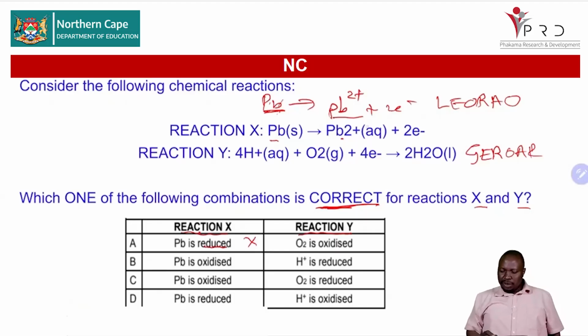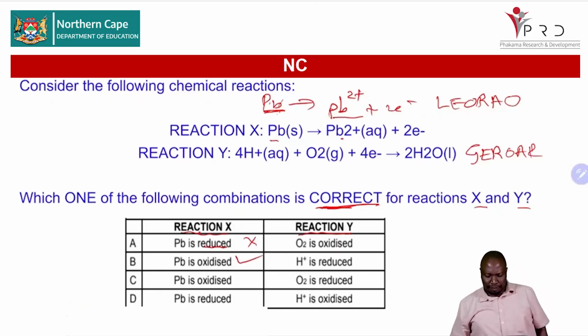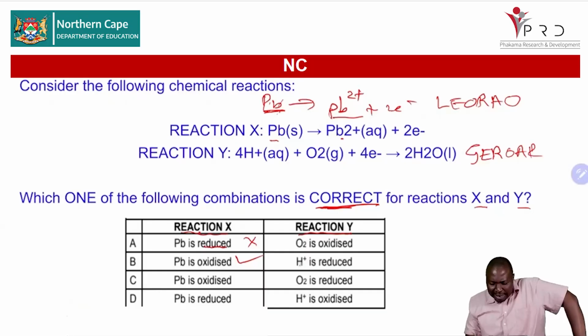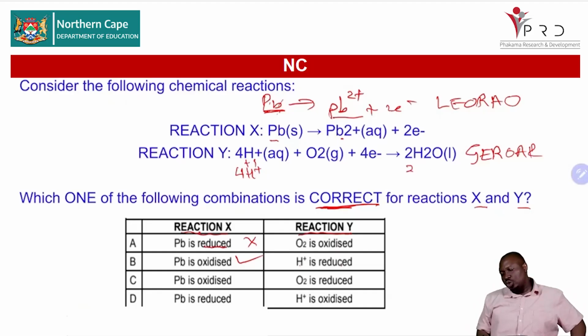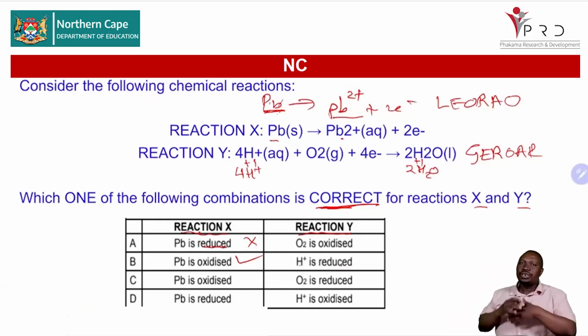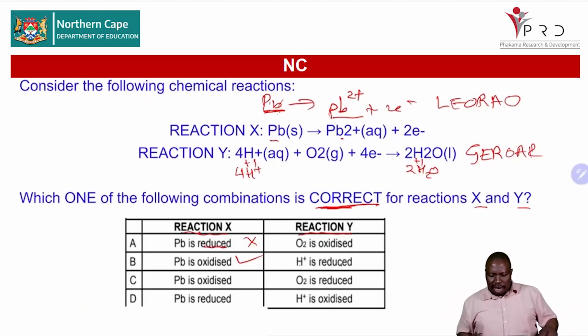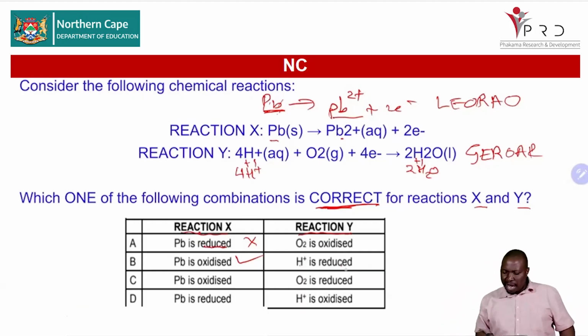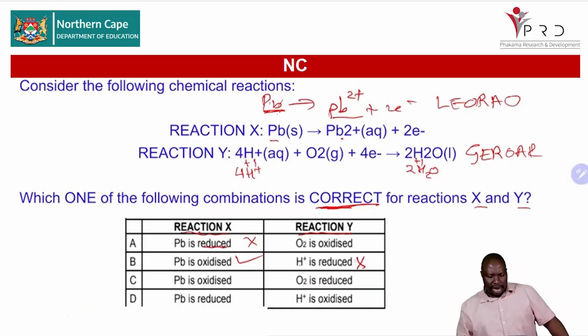Number B, Pb is oxidized. Correct. Pb is oxidized. And they are saying H+ is reduced. Interesting. Let's check. The oxidation number of 4H+ here is +1. And then if you go to 2H2O, the oxidation number of hydrogen is still +1. So the oxidation number of hydrogen did not change. It remained the same, so it cannot be reduced. Hence, we are going to say this is wrong because H+ is not reduced. It remains the same.